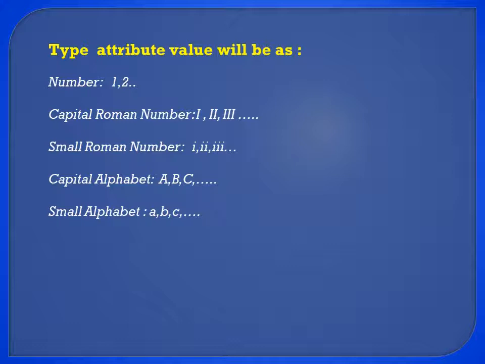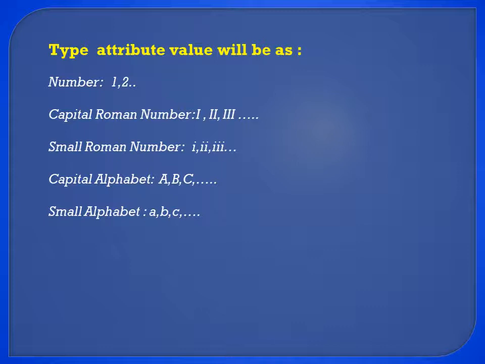Now, these are the different attribute values present in an ordered list for the type attribute. The type attribute value can be first, a number, so we can give the numbers 1, 2, 3, for whatever list items are present. Second, the capital Roman numeral, capital I, which shows I, II and III in capital form. Similarly, the small Roman numeral, small i, which gives small i, ii and iii. Then the capital alphabet, capital A, capital B, capital C, and the small alphabet, small a, small b and small c.